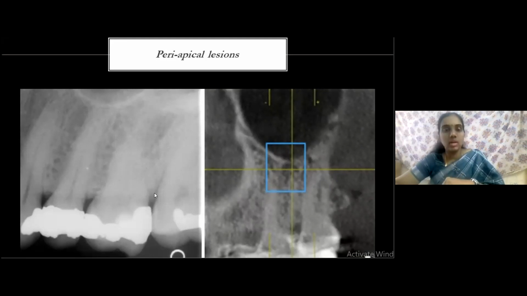So I'm not saying that immediately if the patient is having pain, refer the patient for CBCT. No, it is not possible. Of course, in a clinical setup, IOPA is the gold standard radiograph. You have to take an IOPA. But still, if you're not satisfied, and if the patient is complaining of chronic pain, then you can refer the patient.